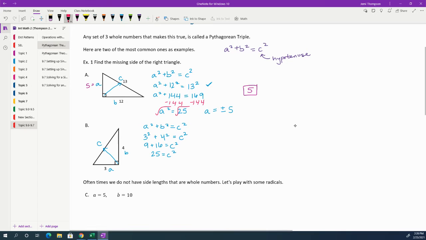Oh, this number looks familiar. I take the square root to the left and the square root to the right. C is equal to positive and negative 5. So my hypotenuse here is 5. Now this is just a coincidence that the top one is 5 and the bottom one is 5.